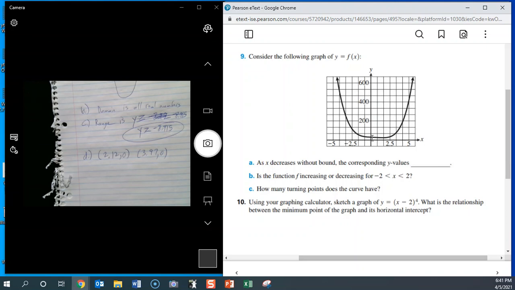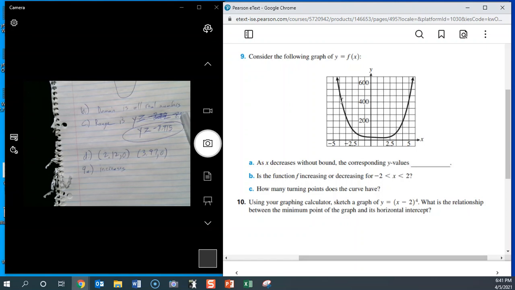So if we look here, as x decreases, the corresponding y values do what? The more x decreases, the more the y values actually increase. So then 9a, your answer here would be increases. Because as x is going down, because we know on the x-axis it is negative over here, as we notice here, y is going up to the positive range. So it's increasing.